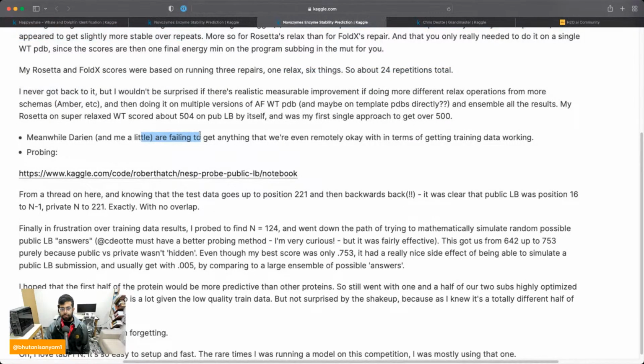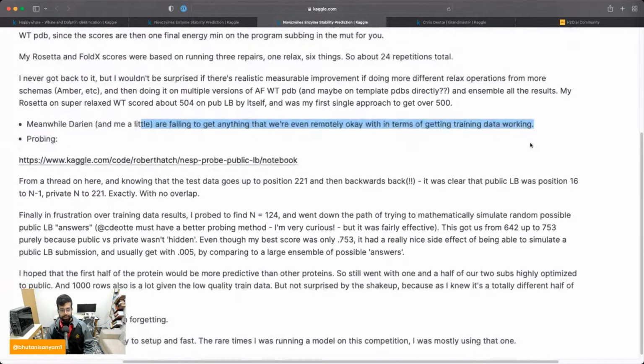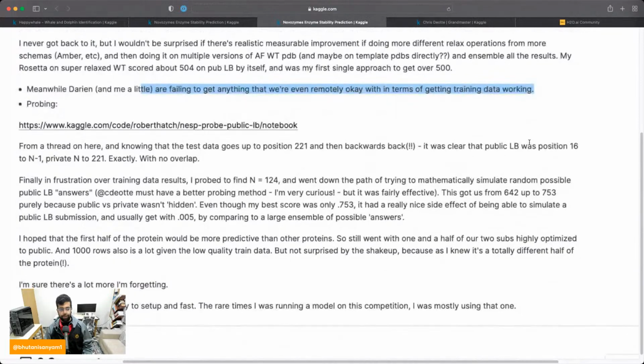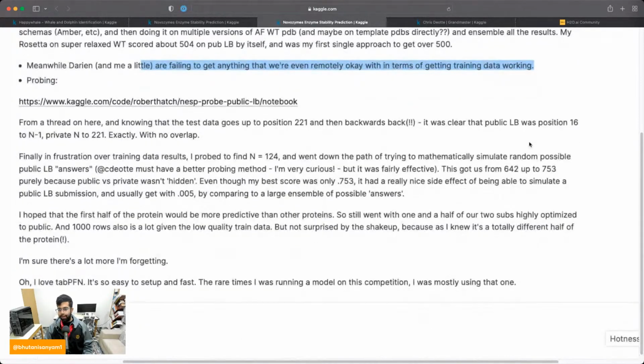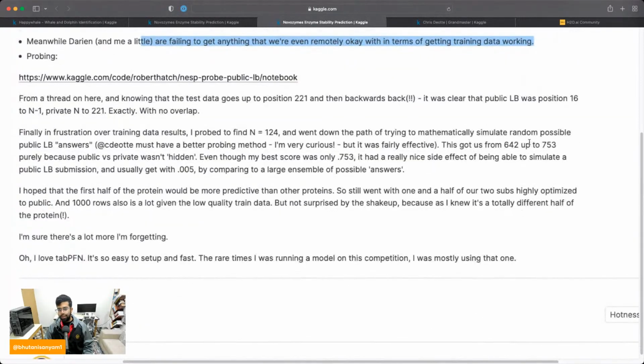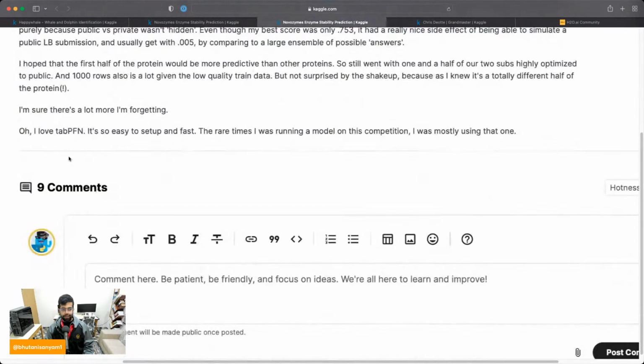Darian said he was failing to get anything that was even remotely within the terms of getting the training data working. So they did some LB probing, and this got them some boost in the score. And finally, they say TabPFN was really helpful.